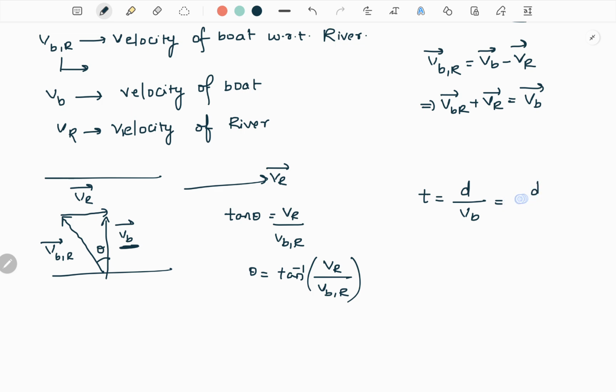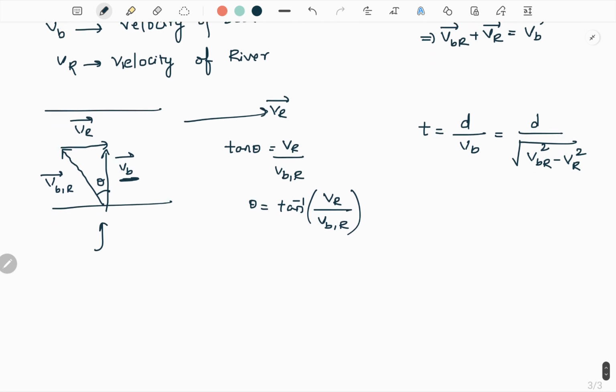Which one we can write as d1. If you see from this right angle triangle that we have here, VB can be written as root of VBR square minus VR square. So this is the time taken to cross the river in the shortest path.